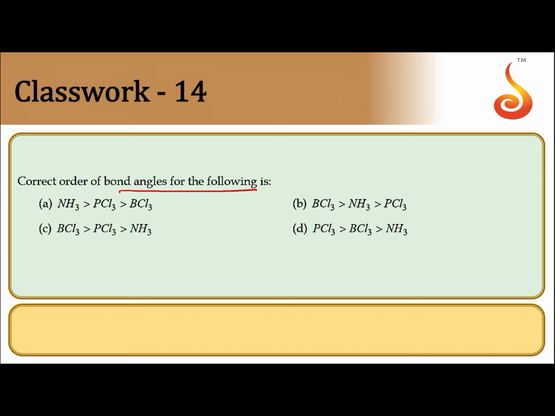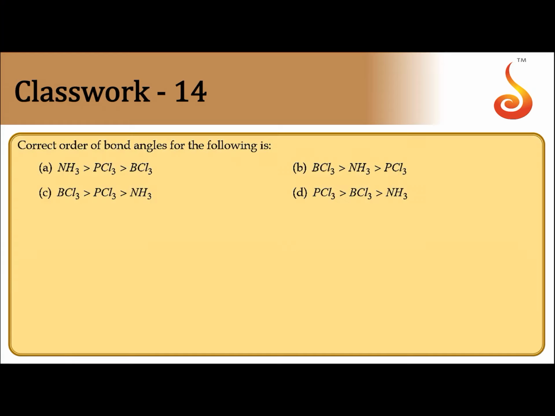Then, the correct order of bond angles among the following molecules. The molecules given are ammonia, PCl3 and BCl3. The bond angles depend upon the number of lone pairs, bond pairs, as well as the hybridization of these molecules. Now when you consider BCl3, boron is undergoing sp2 hybridization and there are no lone pairs on it. Therefore, the angle is going to be 120 degrees.